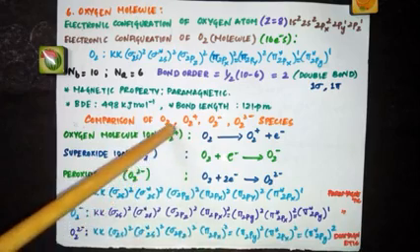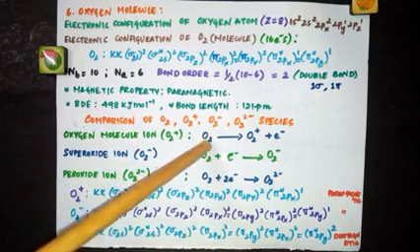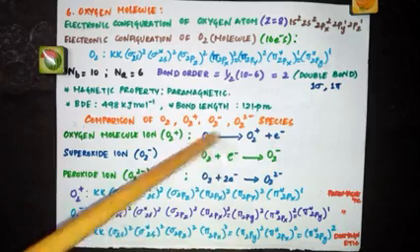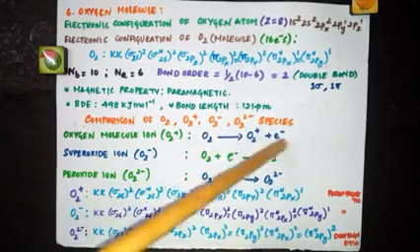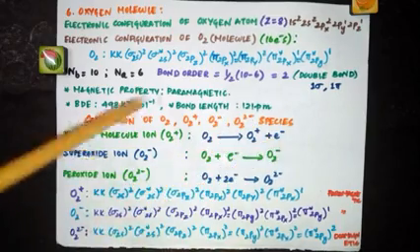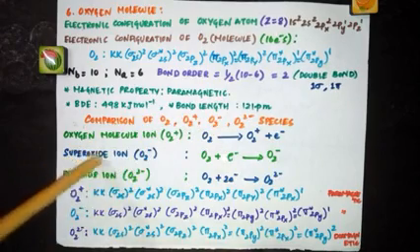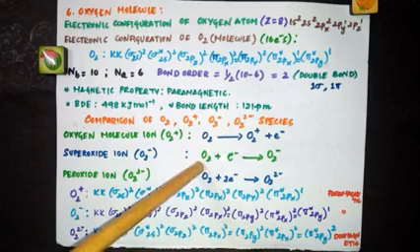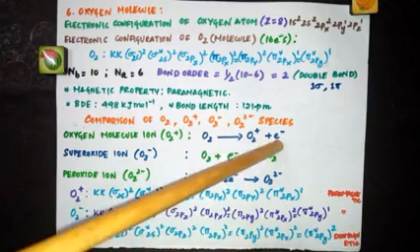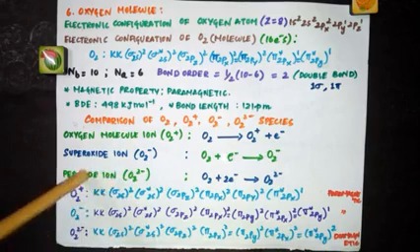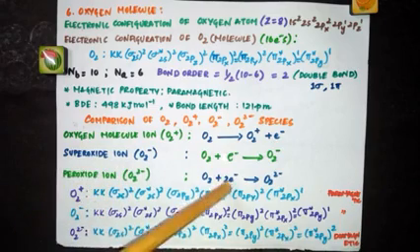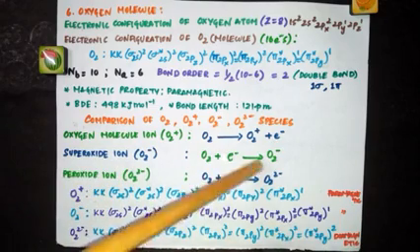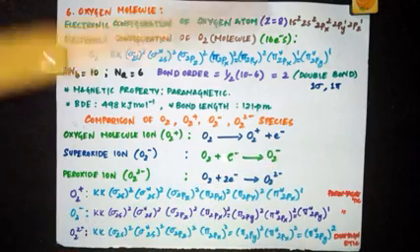How can you get this O2 plus from O2? When you remove an electron from O2, you will get O2 plus. See, 1 electron removed. Next one is O2 minus, which is called superoxide ion. How can you get this? When you add an electron to oxygen molecule, you will get O2 minus. And the last one, peroxide ion, O2 2 minus. When you add 2 electrons to oxygen molecule, you will get O2 2 minus.